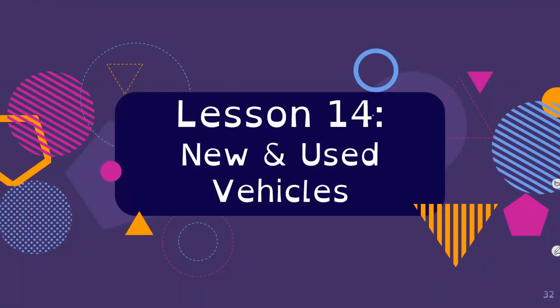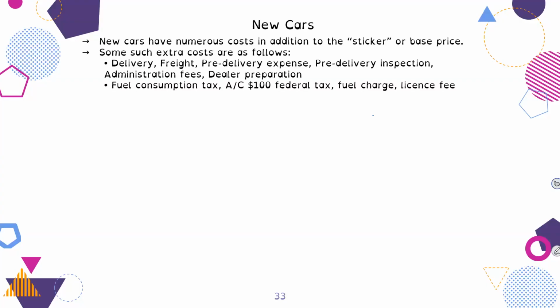That was lesson 13. So lesson 14 is new and used vehicles. New cars have numerous costs in addition to the sticker or the base price. Some of the extra costs are delivery, freight, pre-delivery expense, pre-delivery inspection, administration fees, dealer preparation. These are all going to be dependent upon the dealership that you are working with. There's also fuel consumption tax, an air conditioning $100 federal tax, a fuel charge, and licensing fees. Again, they have to disclose all of this, but sometimes it can be confusing because it's overwhelming.